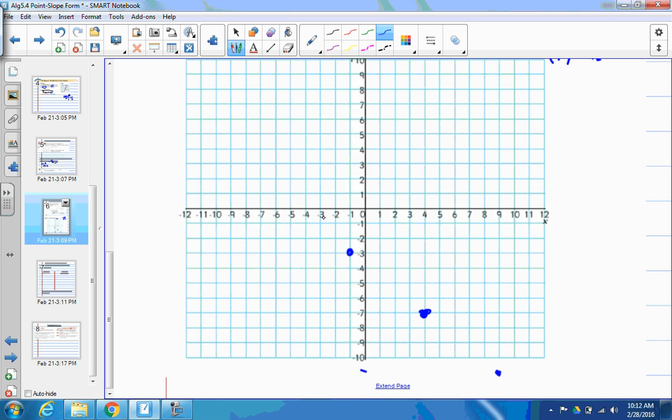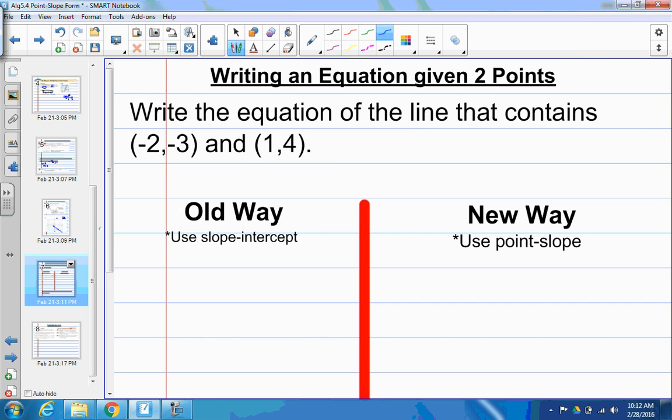Because remember, you always need 3 points to make a line. So that's just a recap of last time. Now, let's get to what we need to do now. Writing an equation given 2 points. So it just says write the equation of a line that contains those 2 points.